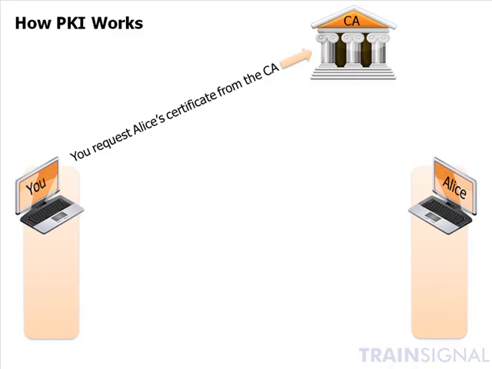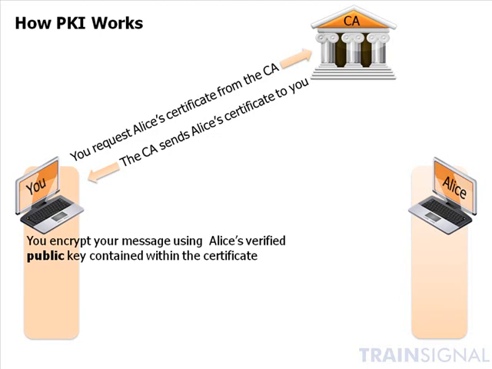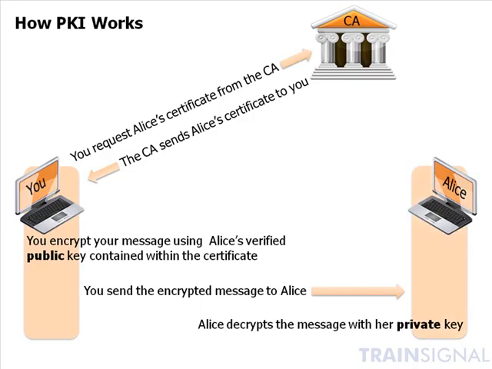Or Alice could send it to you herself. It's public. How we know it actually belongs to Alice is that it's signed by the CA. And we trust the CA. So you get the certificate. You encrypt your message using Alice's now verified public key that's contained within the cert. You send it to Alice. No one can decrypt it along the way without Alice's private key. She uses that private key, decrypts the message, reads it.